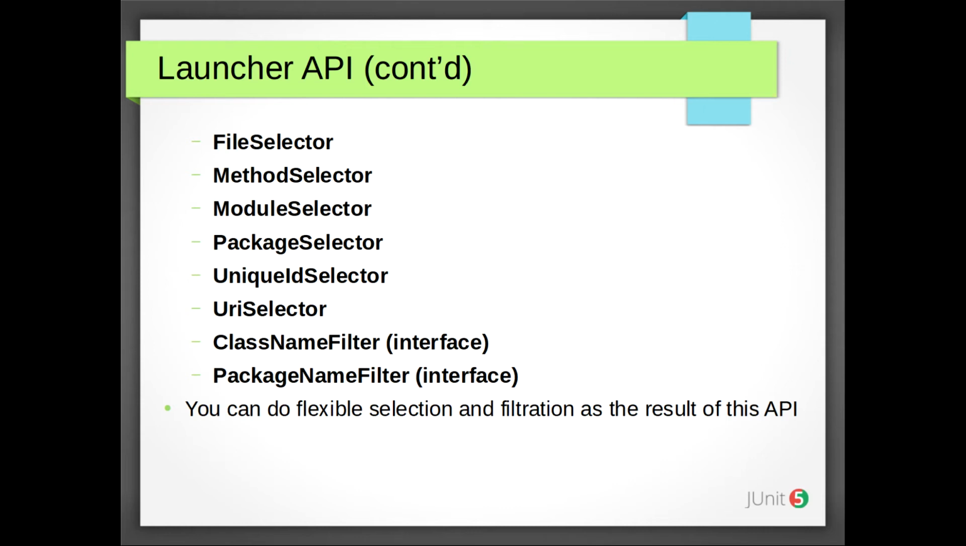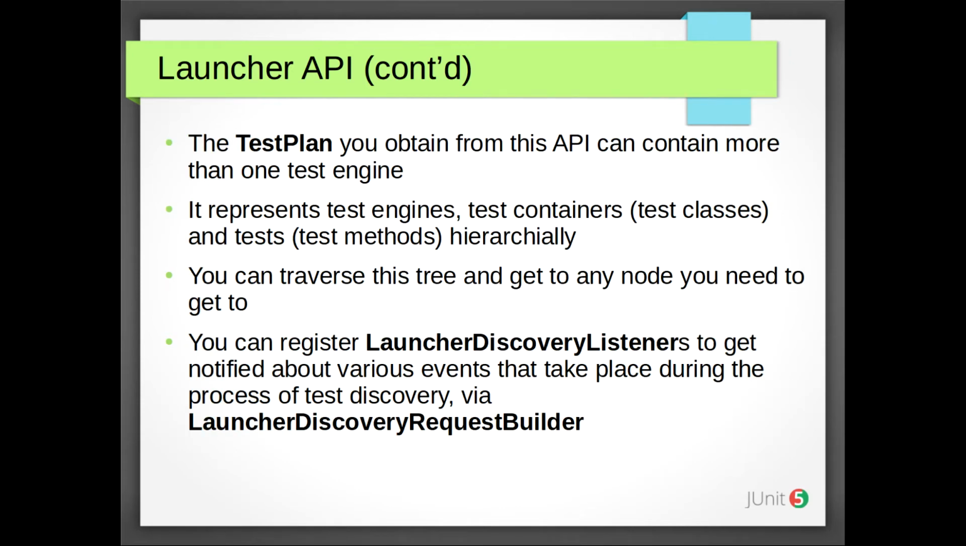You can do flexible selection and filtration as the result of this API. The test plan you obtain from this API can contain more than one test engine. It represents test engines, test containers, which are test classes, and tests, which are unit test methods, and it represents them hierarchically. You can traverse this tree and get to any node you need to get to.